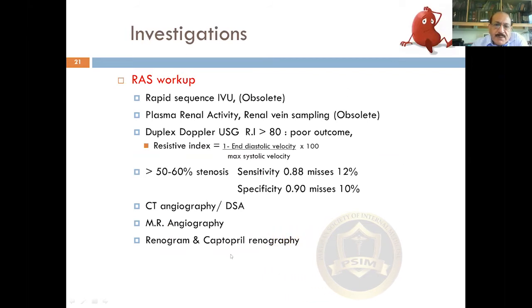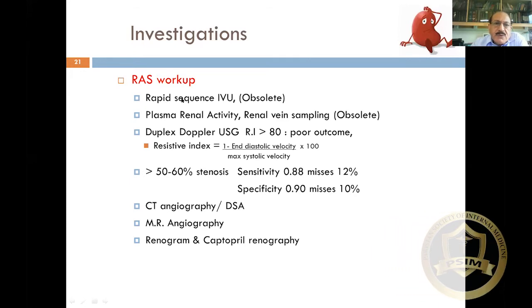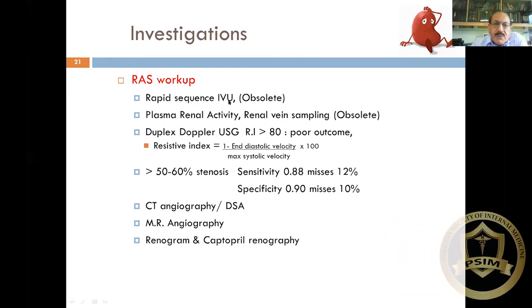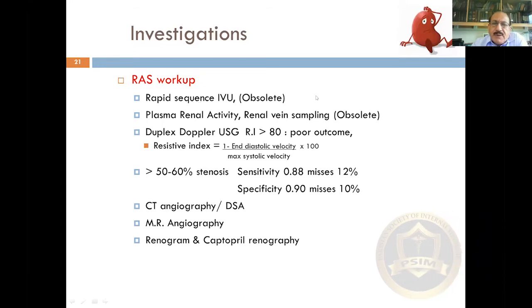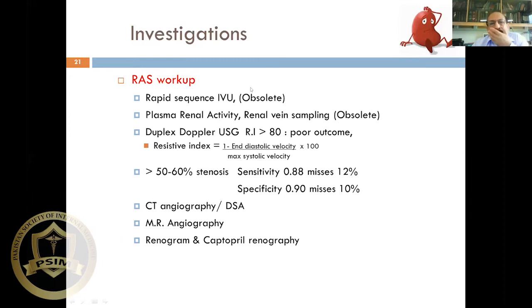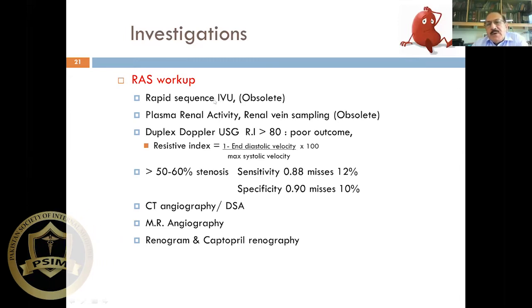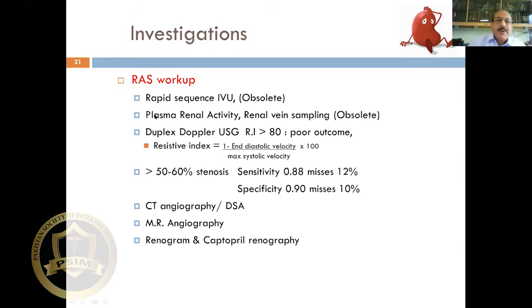The workup of renal artery stenosis: these are tests that we used to do in the past, rapid sequence IVU, where instead of taking films at 5 minutes, you take a film at 1 minute after giving the contrast. And the kidney which has stenosis will not show you the dye. The one which is healthy will show you the dye. Of course, at 5 minutes, both the kidneys will show the dye. So you do a rapid sequence early, or you take a late film in which the dye is excreted from the normal side, but on the stenotic side the dye is still present.